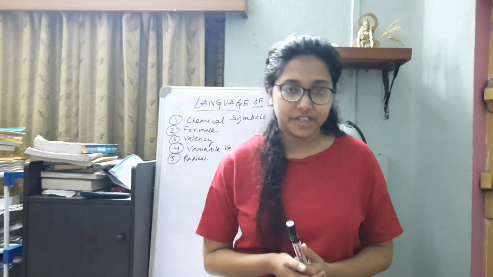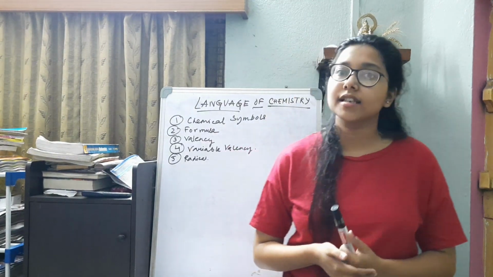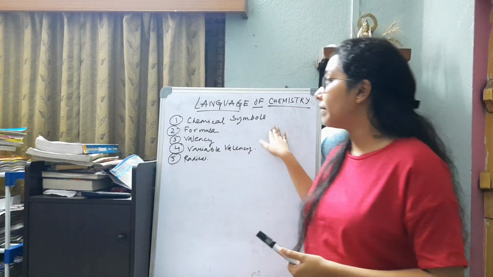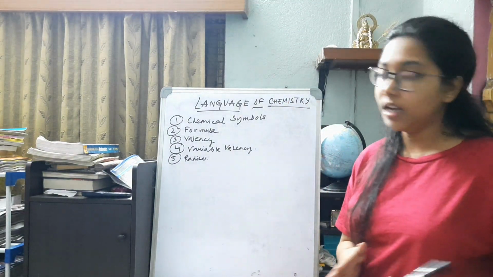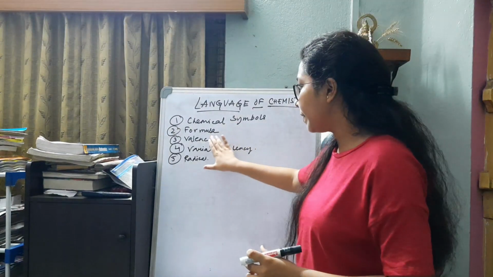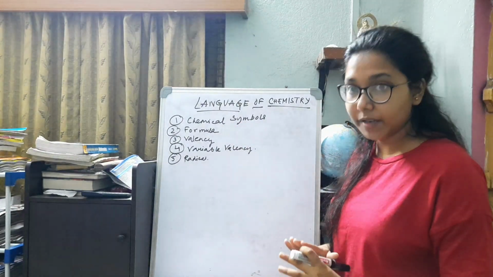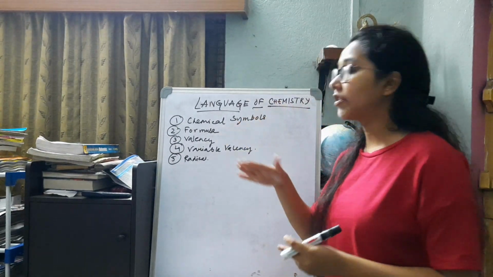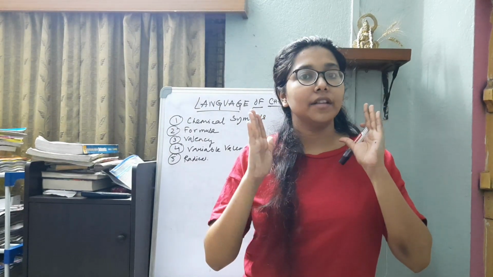Welcome to Science Prodigy. Today we will be beginning the first chapter of chemistry, which is the language of chemistry. I have written down what we will be discussing today. First we will be talking about chemical symbols in detail. Then we will be talking about formula, that is the molecular formula. Then we will be discussing valency and we will be seeing examples in all of them. Then the fourth part is variable valency and finally radicals. I will be trying to discuss each and everything in detail with you all, provided with examples as well.